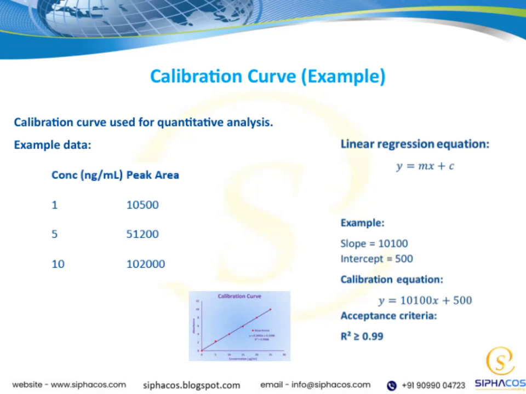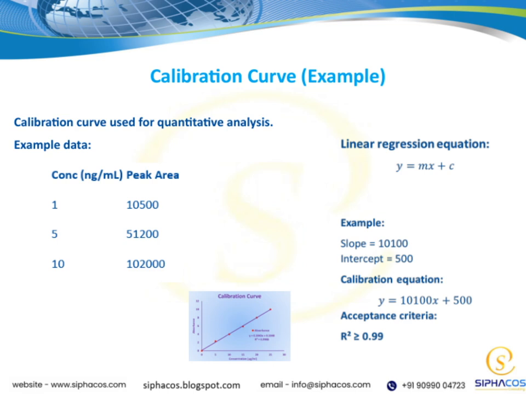Now, let's take a closer look at this calibration curve example. As you can see, this type of curve is essential for quantitative analysis because it allows us to determine the concentration of unknown samples based on their measured response. Here, we've plotted some example data points, which illustrate the relationship between known concentrations and their corresponding signals.